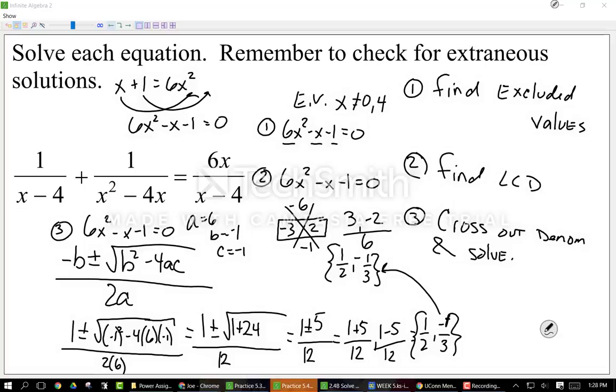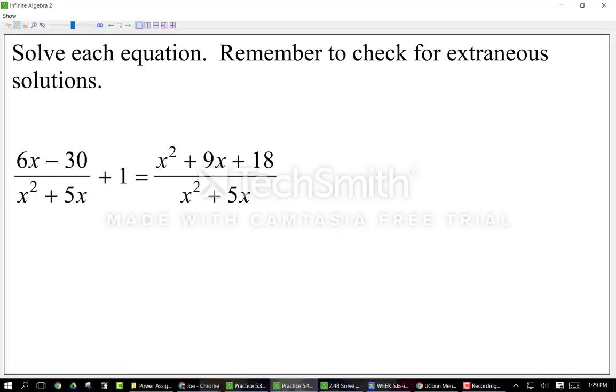Now, remember, we have to check excluded values. Do any of these numbers appear? No, therefore these are my answers. I'll even use a different color for you. Boom, green. All right, those are your answers for this problem. Go ahead and try this problem. Remember to hit pause so you have time to solve it, and then hit play to find out if you're right or wrong.